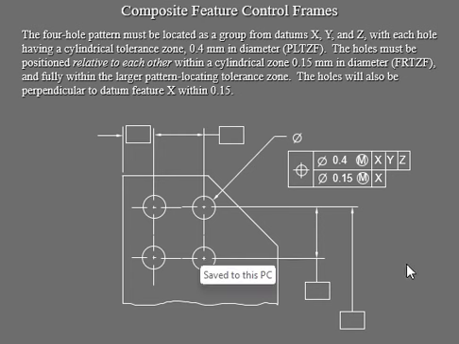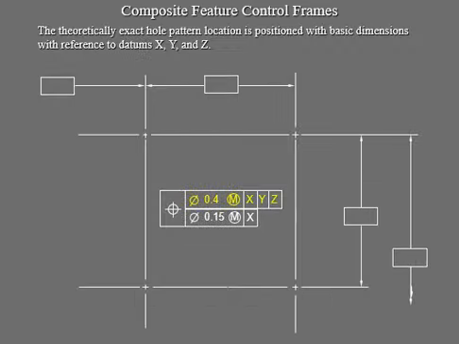So 0.4 is bigger than this one, which is only 0.15 diameter. So 0.4 for the pattern is this distance away from each other. See that? That's what we're talking about. So I think you should be able to get the pattern diameter, and then you should be able to get the regular hole diameter right there, and where they are.